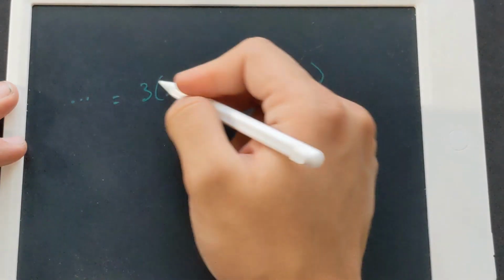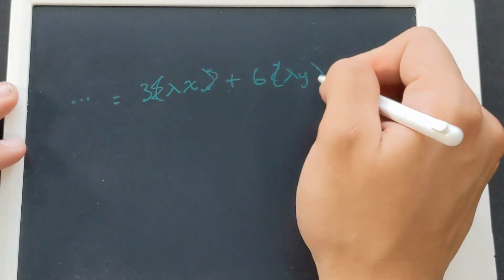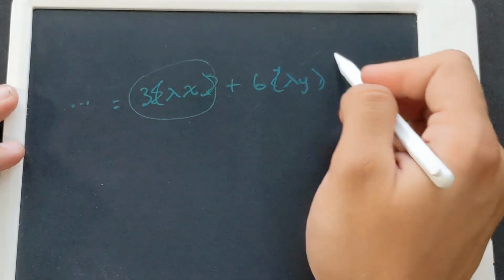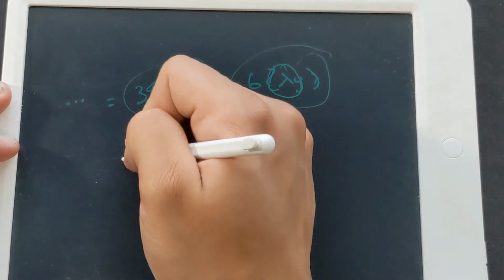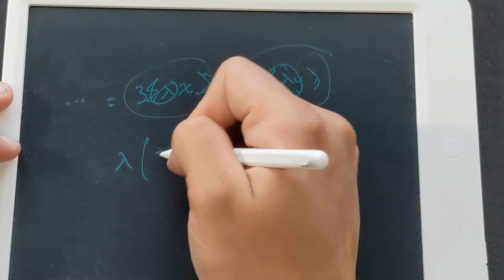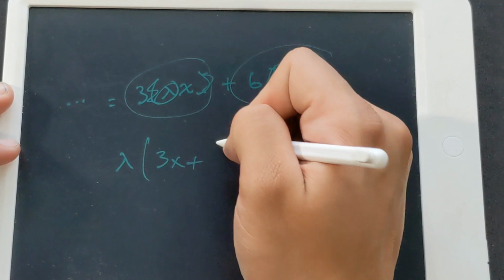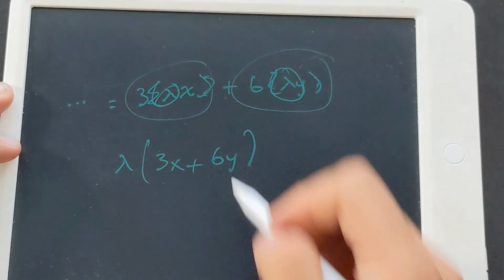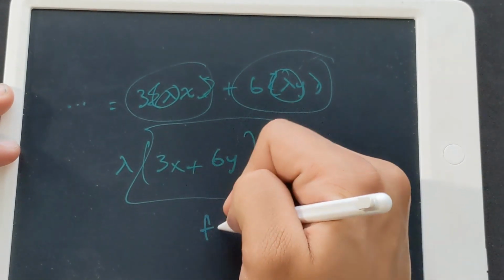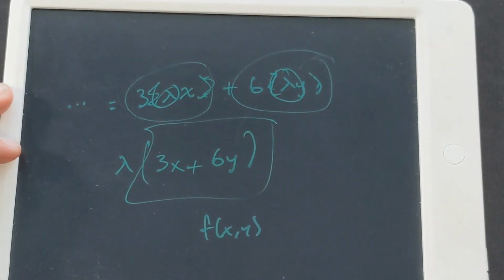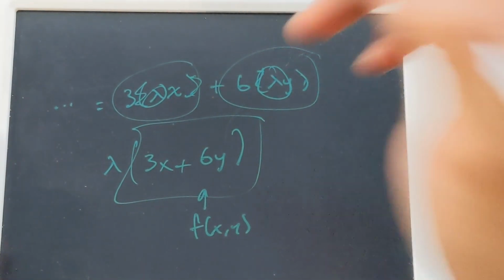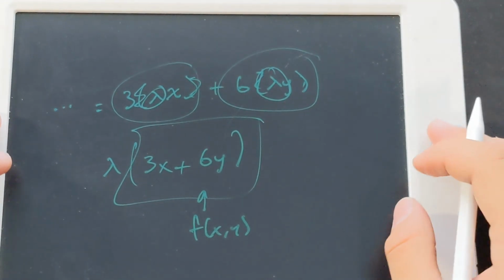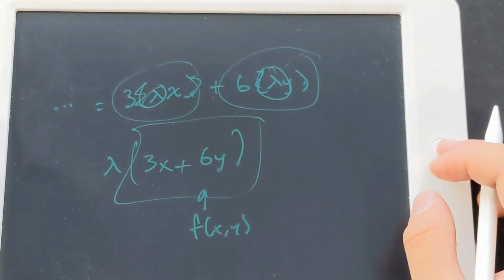Now if we ignore these parentheses, you notice that each term has a lambda cofactor. We can pull that out and factor a lambda and get lambda times 3x plus 6y. And that is the original f of x, y. So we've managed to do the exact thing that we were hoping for. We've proven homogeneity.